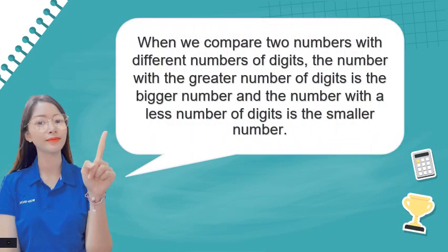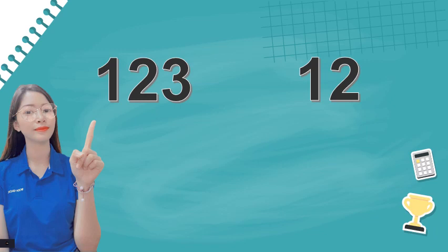When we compare two numbers with different numbers of digits, the number with the greater number of digits is the bigger number. And the number with the fewer digits is the smaller number. For example, we have here two numbers: 123, and 12.